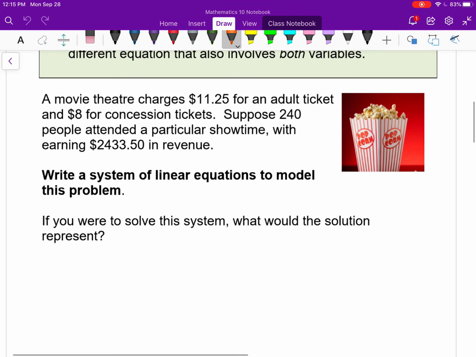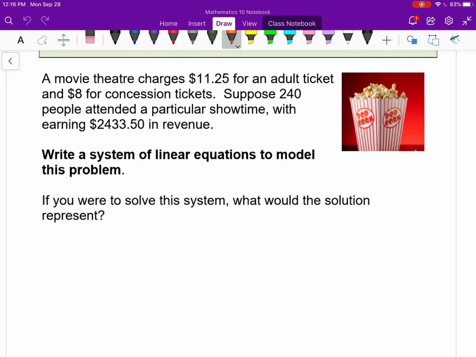So here's an example of a question. I'll read it out. A movie theater charges $11.25 for an adult ticket and $8 for concession tickets, concession being like students or seniors and whatnot. Suppose 240 people attended a particular showtime which earned $2,433.50 in revenue. So that's how much money came in during that one showtime. Okay, so your goal here is to write a system of linear equations to model this.